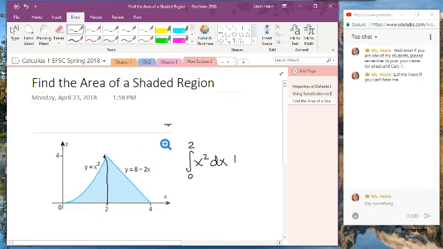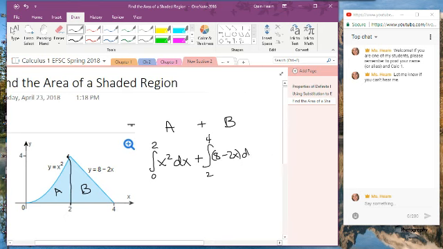And then we're going to add to that. That'll give us the area of, let's call it region A. And then we need to add to it the area of region B. Region B stretches from 2 to 4. And we're integrating the function 8 minus 2x dx. Okay. So we actually have two definite integrals to evaluate here to find this area.